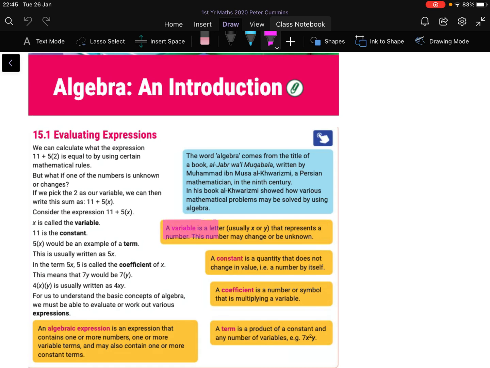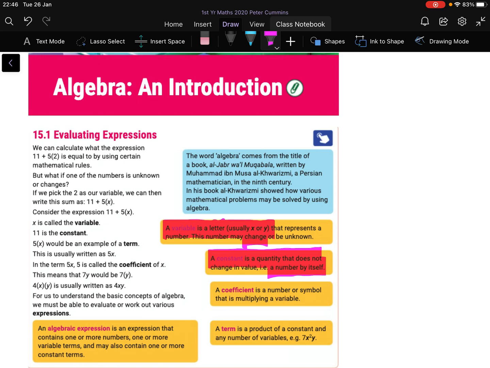A variable is a letter. You see algebra, you talk about A's and B's and X's and Y's. A variable is a letter, usually X or Y. Variables change. Same in science when you're looking up controls and variables. Variables are letters and they change. A constant is a number. Okay, a number by itself.